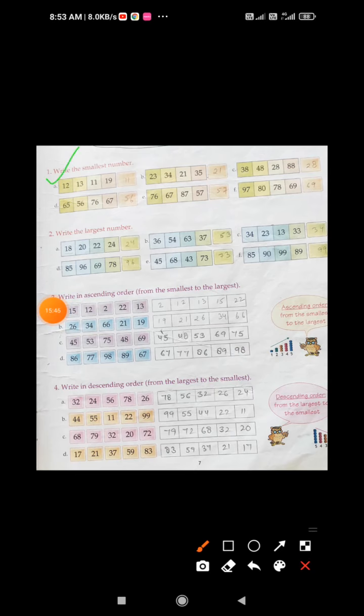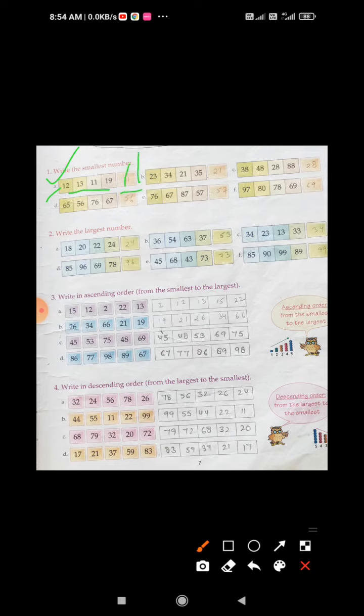Now page number 7. In the first question, write the smallest number. Here in A part you can see a few numbers are given and you have to write the smallest number in the space given. Here the numbers are 12, 13, 11, 19 and the smallest number is 11, write here 11.